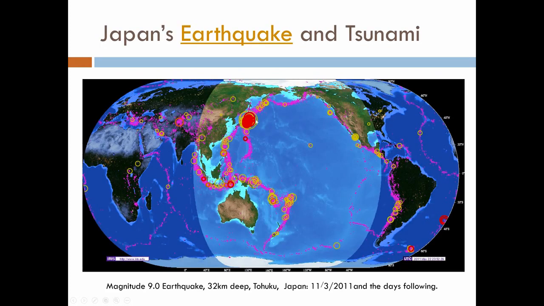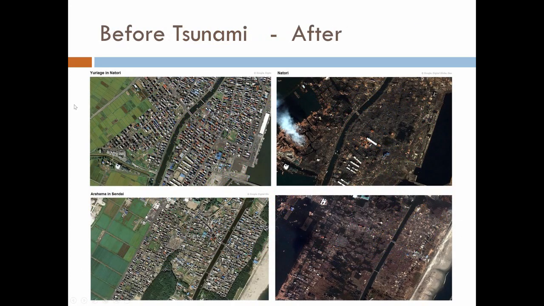Japan's earthquake and tsunami. So here it is. This was on one day. No, it wasn't. This was over a few days following the main earthquake in Japan, magnitude 9.0. So it was happening over a few days, and that triggered that tsunami. Some of the damage, not insignificant.